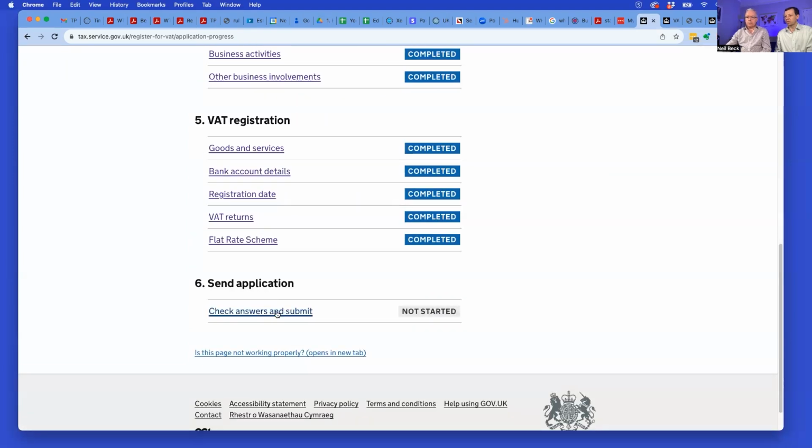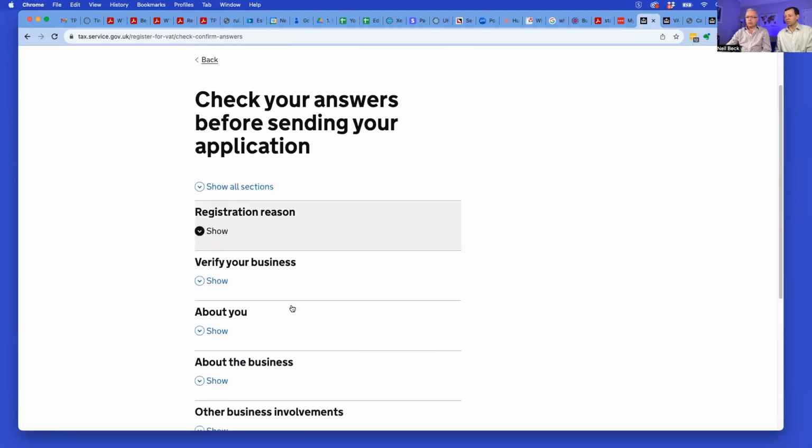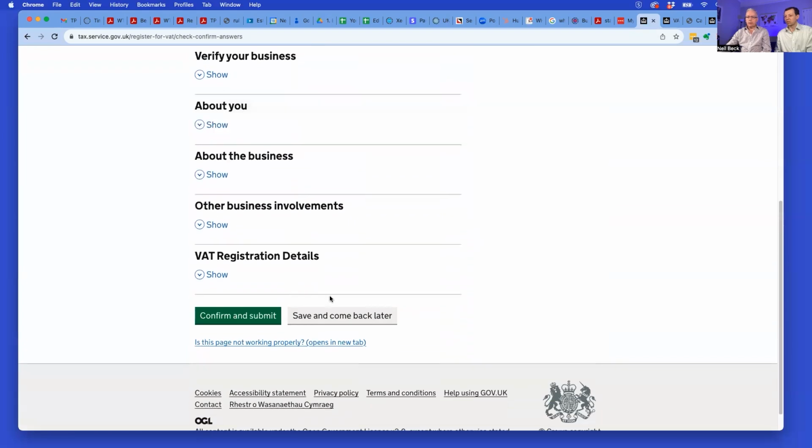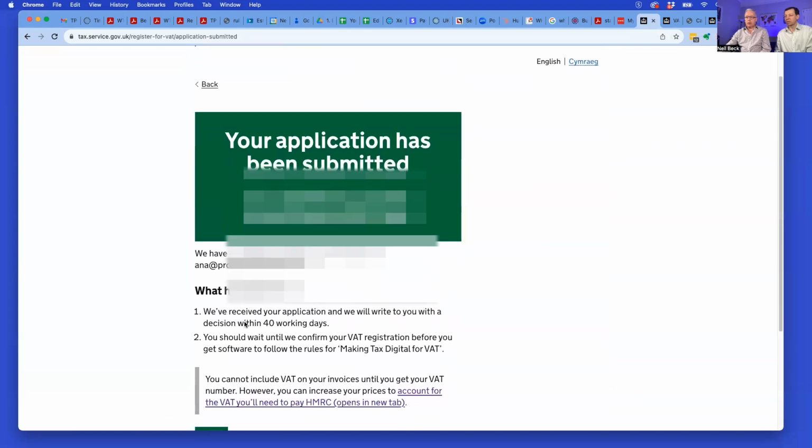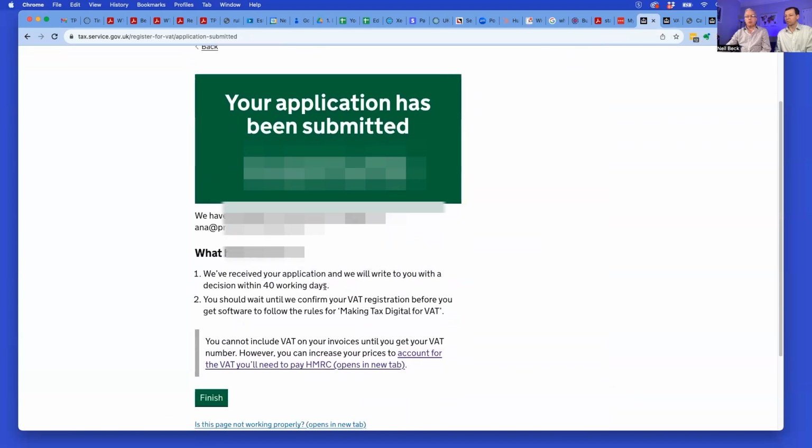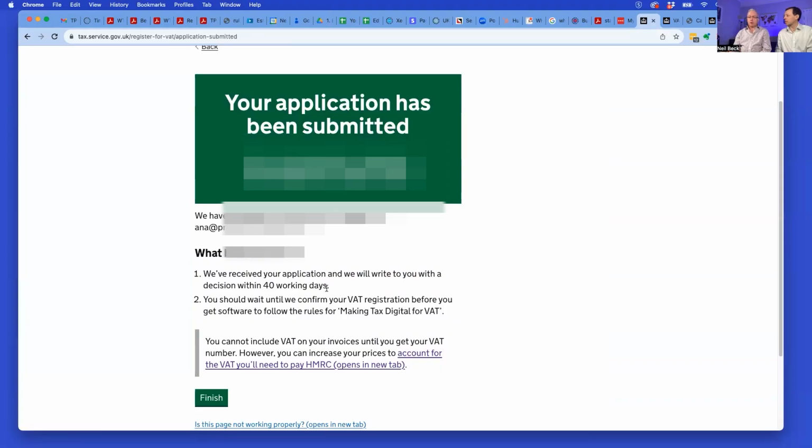So we've now completed it and checked the answers. We're happy with everything that we've done, so we confirm and submit. The application has been done. Within 40 days, that will be beyond the time that the next set of invoices are raised, presumably, or you wait until you get your VAT number to raise the invoices, but then you're damaging your own cash flow.